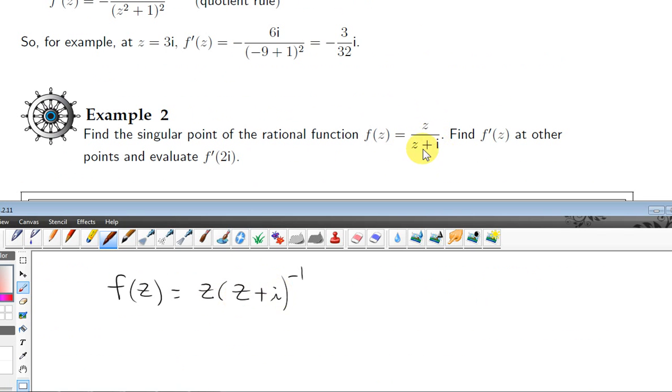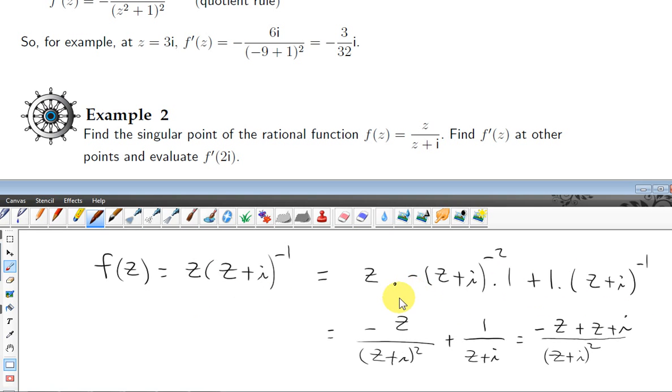We could also take the derivative by writing our function like this here and use the product rule. So we take the first function, which is z, multiply by the derivative of the second function, which by the chain rule is this here, times the derivative of what's inside. Well, that's just 1. So then we take the derivative of the first function, which is 1, and multiply it by the second function, z plus i to the power of minus 1. So rewriting it like this and getting a common denominator, we end up with i over z plus i squared.